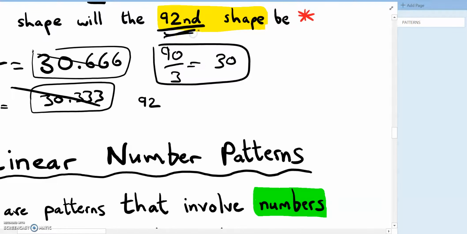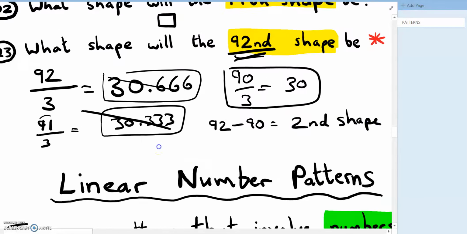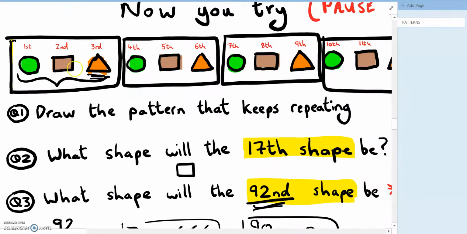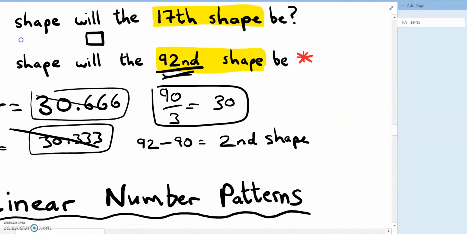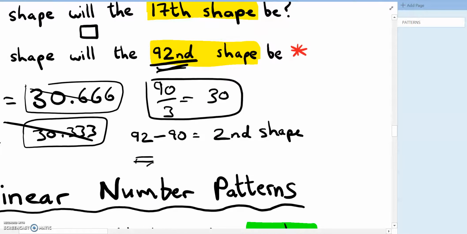92, that was what was asked in the question. Take away 90. What does that leave? It leaves 2. So I'm looking for the 2nd shape. What's the 2nd shape in my pattern? It's a brown box. So that's my answer. My answer is a brown box. Now I'm just going to write the letter B for brown because I don't want to colour it in.